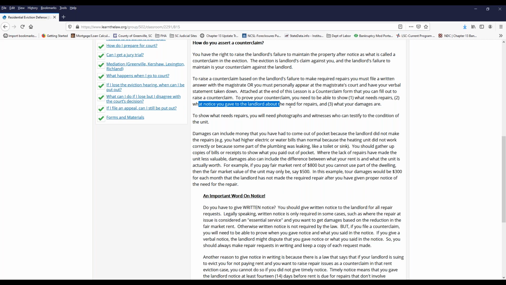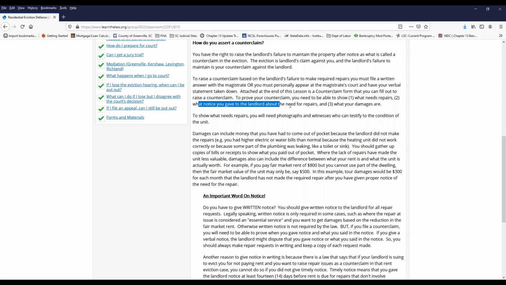Ideally, what you want is something in writing with a date of when you wrote it out, somewhere you can prove when you delivered it to the landlord, because the landlord also has a 14-day period to make repairs before the landlord can be responsible for not making repairs.